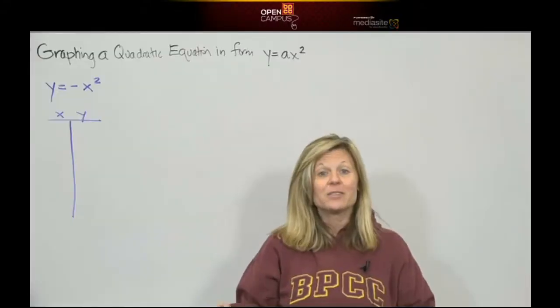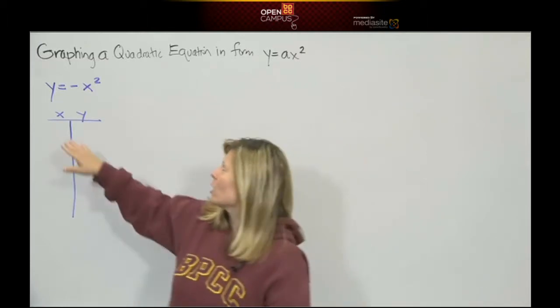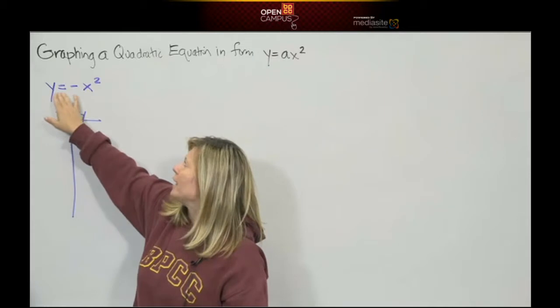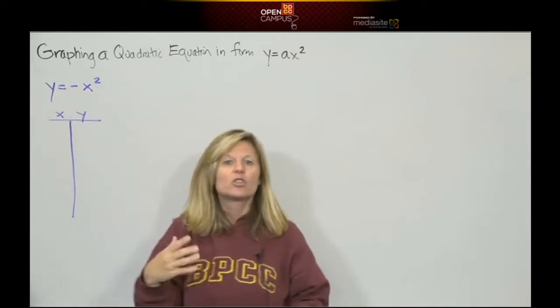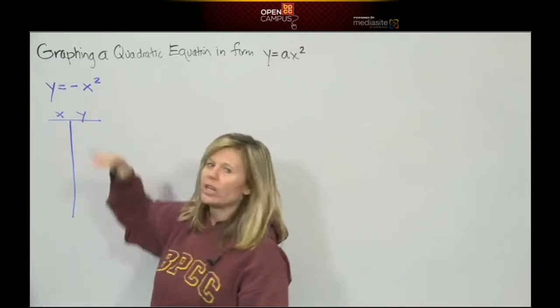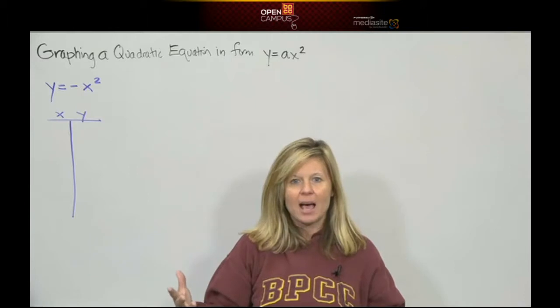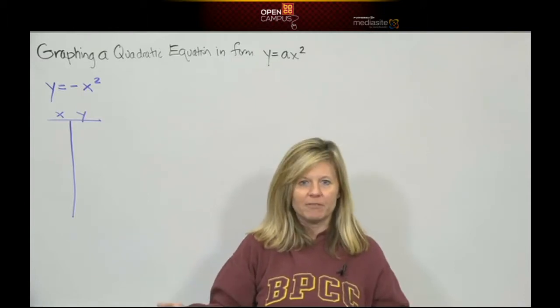Hey everybody, today we want to graph a picture of a quadratic equation. Our quadratic equation is real simple. It's y equals negative x squared. We know it's an equation, it has an equal sign. We know it's quadratic because it's degree 2. The easiest way to graph any equation in math is to set up a t-table of values.